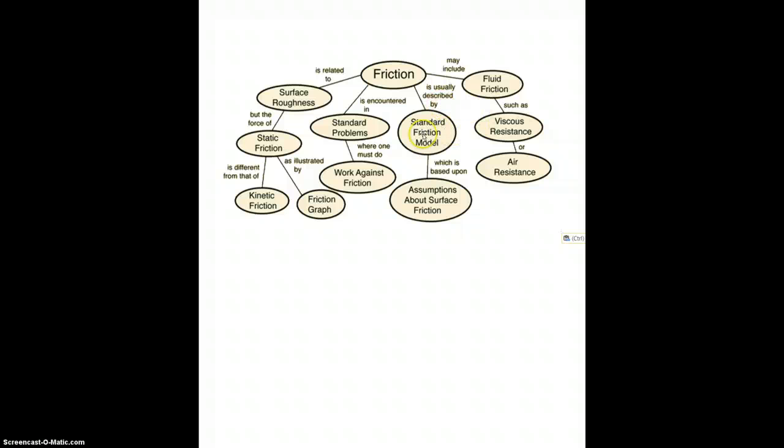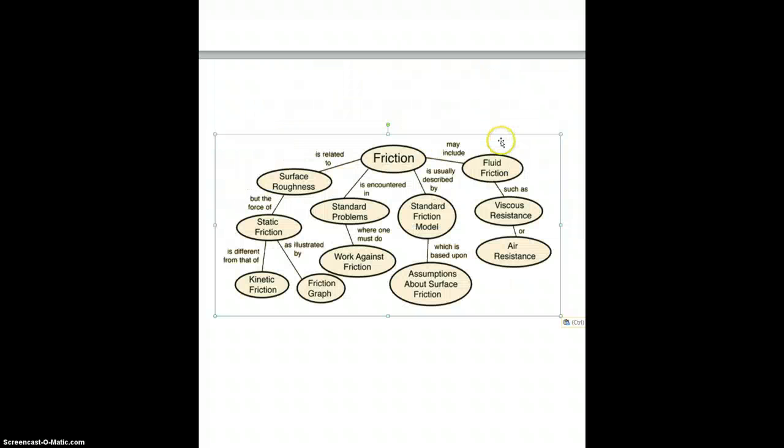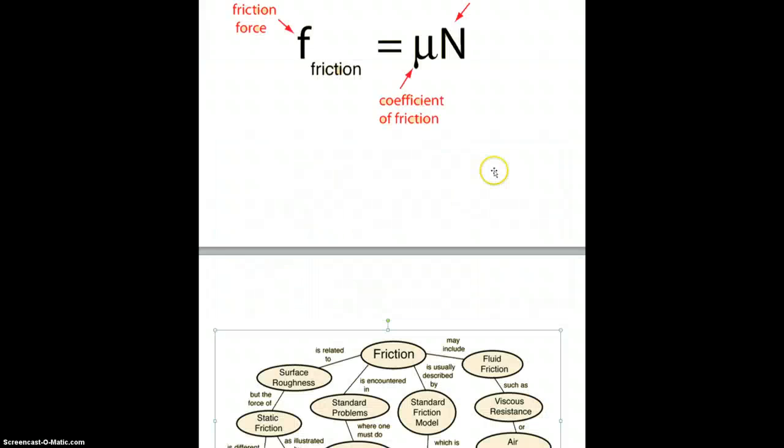Friction is usually described in a standard friction model. Like if you're pushing a car or driving a car on a road, there's friction always there. Friction usually includes air resistance, unless said otherwise. These are the most common. Air resistance is one of the most common. Viscous resistance and fluid friction is another common one. It goes from more common to less common.